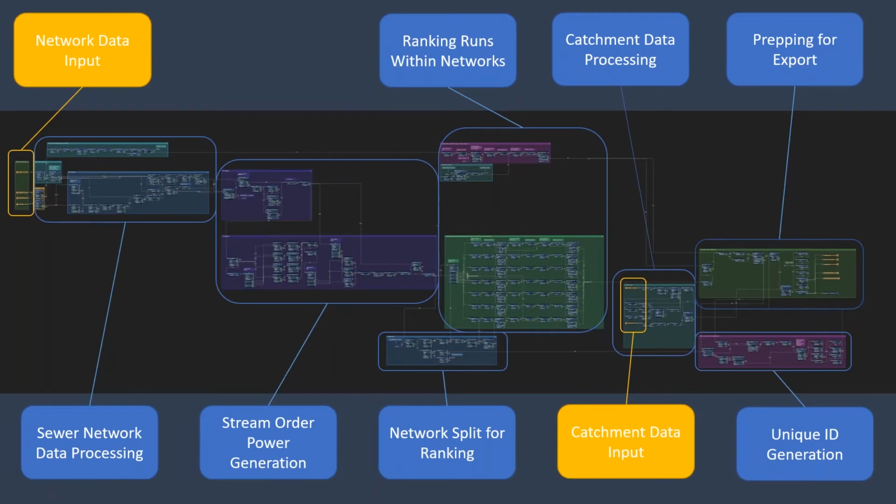So this is the entire workbench, which is quite hefty, and you can probably tell I'm a bit of a fan of the dark theme as well. I do love the dark theme. It makes everything look more sciencey, in my opinion. But based on just how big the workbench is, I'm just going to focus on three key areas: the stream order power generation, the ranking of runs within networks, and the unique ID generation.